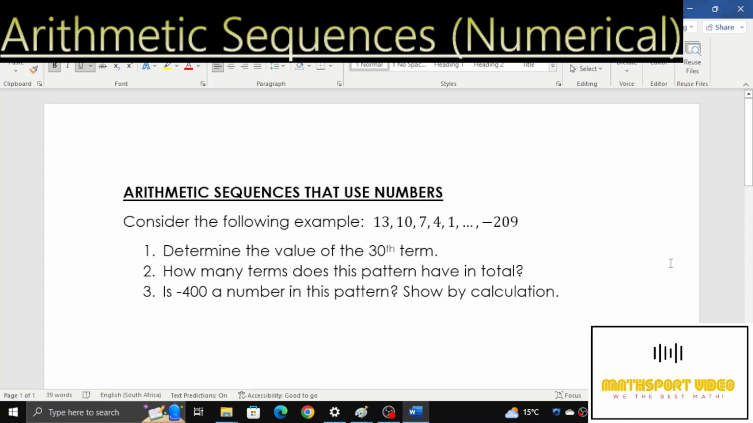Hey everyone, and welcome to this video where I'm going to explain arithmetic sequences that use numbers. And so let's get to it.